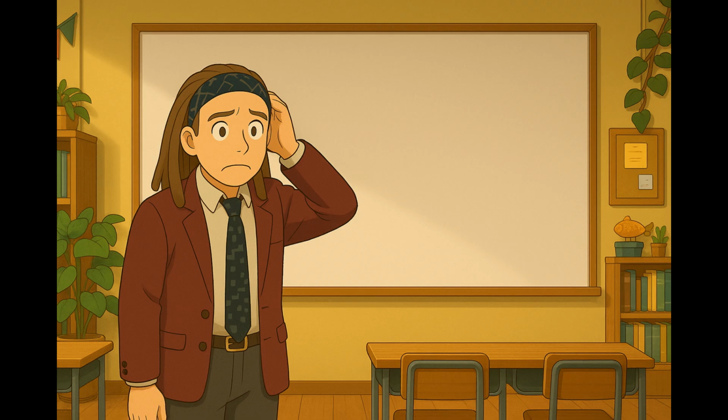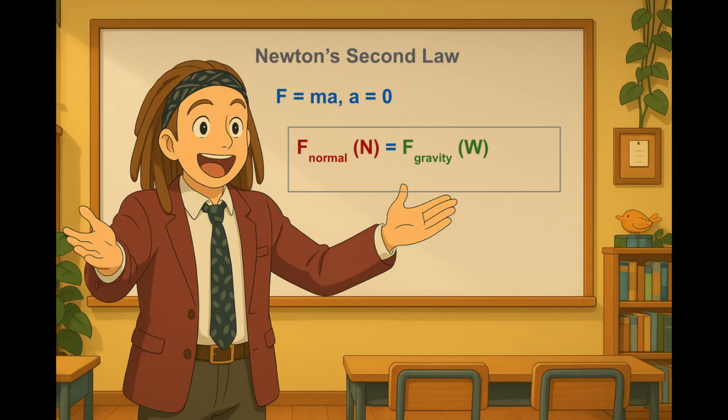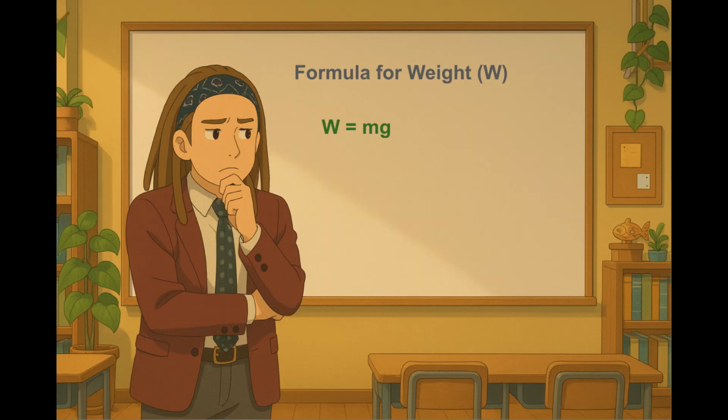Step 3. Write down relevant equations and principles. To solve this, we rely on a couple of key principles. 1. Newton's second law in the vertical direction. Since the block isn't accelerating up or down, the net vertical force is 0. This means the upward normal force, N, is equal in magnitude to the downward weight, W. 2. The formula for weight. W equals m times g. Weight is the force of gravity on an object.